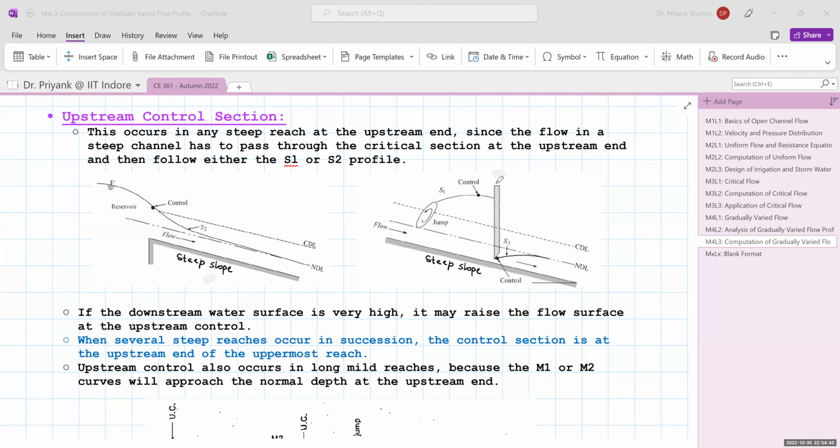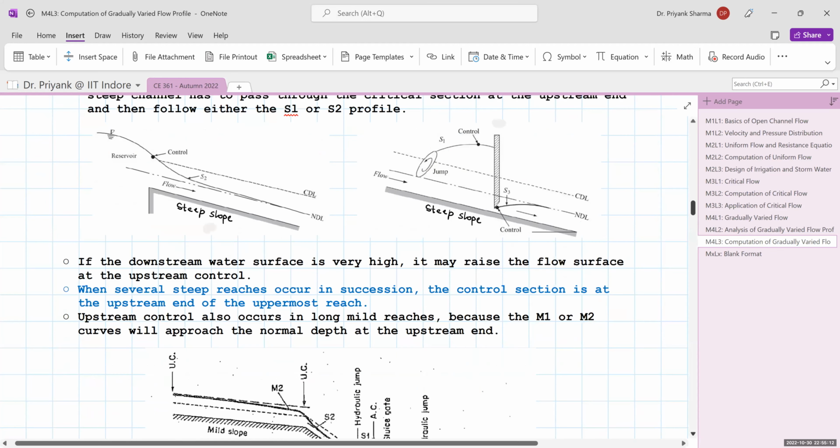Also, when there are several steep reaches, let us say one slope followed by another and so on, the control section is at the upstream of the uppermost reach. So if it is a composite profile, on the uppermost reach there will be a control section. The upstream control also occurs when there is a long mild reach channel, because your curves M1 and M2 will ultimately approach the normal depth. So that case also you can have an upstream control.